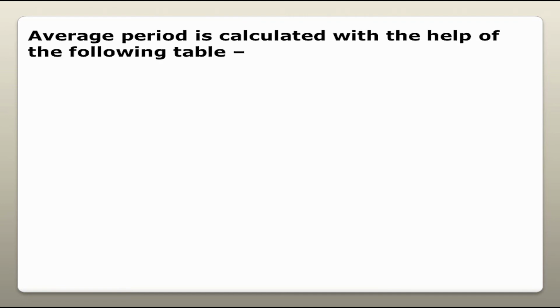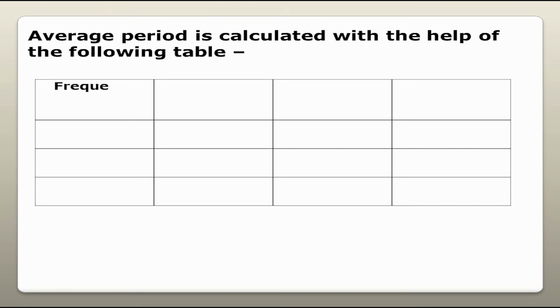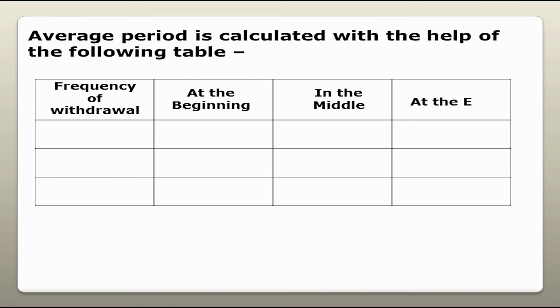Now let's see the third, that is the average method. The average period is calculated with the help of the following table. Now let's look at the table. Frequency of withdrawal, and withdrawal at the beginning, in the middle, and at the end. For monthly, at the beginning the period is 6.5 months. In the middle it is 6 months. At the end it is 5.5 months.